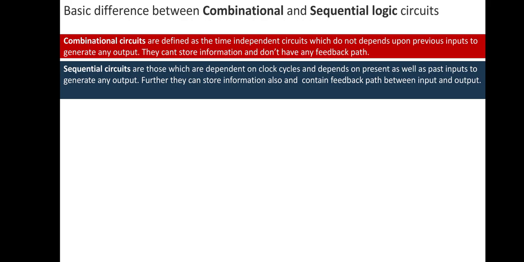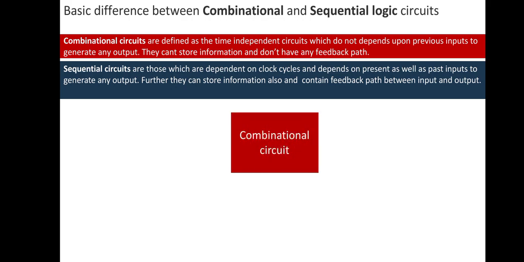Okay, I have written a few differences here, the basic differences between combinational and sequential circuits. The most important difference is that sequential circuits can store information, but combinational circuits cannot store information. Okay, so let's try to understand this with the help of a block diagram. Here I have a block diagram of a combinational circuit. In this case, you will give external inputs to this circuit and you will get outputs. Okay, so that is simple, as I have told you.